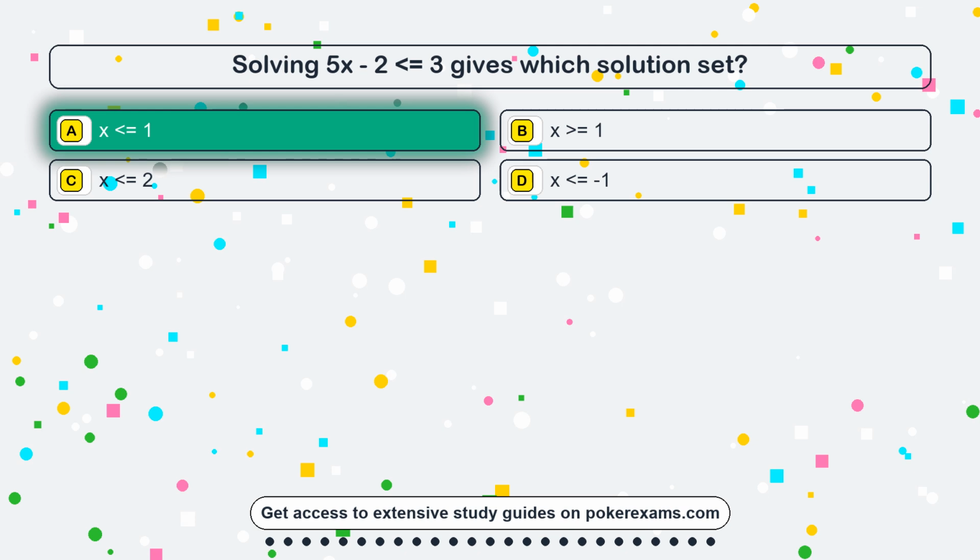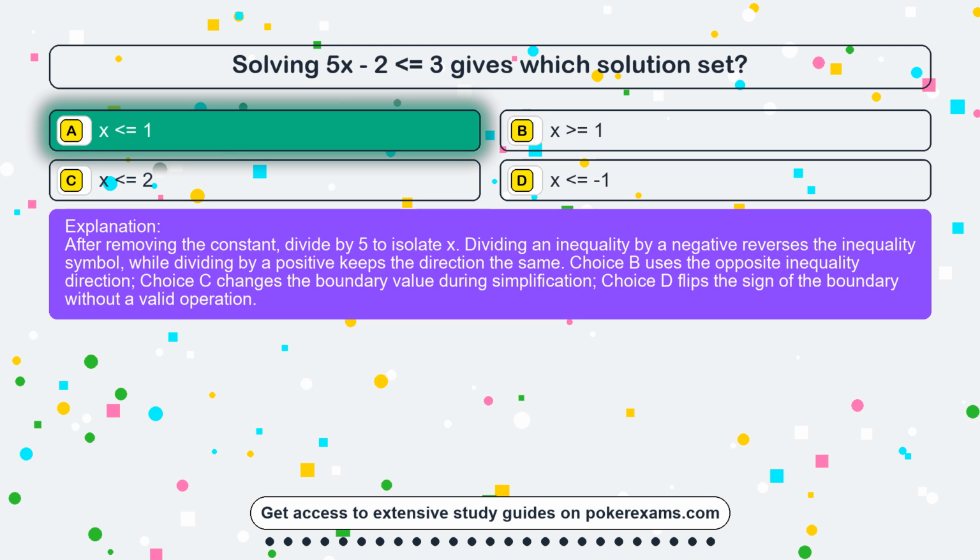The correct answer is option A, x equals 1. After removing the constant, divide by 5 to isolate x. Dividing an inequality by a negative reverses the inequality symbol, while dividing by a positive keeps the direction the same. Choice B uses the opposite inequality direction. Choice C changes the boundary value during simplification. Choice D flips the sign of the boundary without a valid operation.